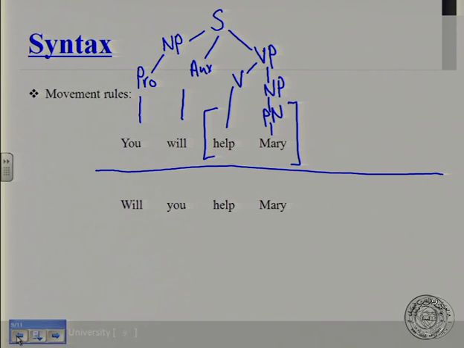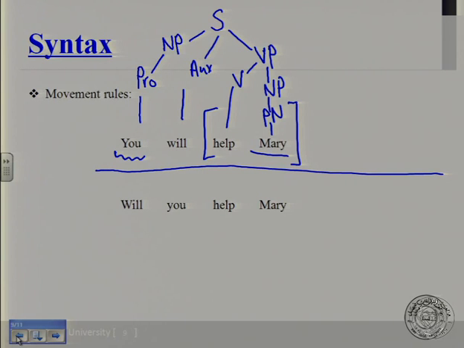I repeat again. This is a sentence, and as you see, this is the tree diagram of the sentence "you will help Mary." The first part, "you," the first constituent is a pro, which means pronoun. This pronoun is considered a noun phrase. So this is a noun phrase which consists of a pronoun, "you." The second part is "will." This is a verb, an auxiliary verb. The third part is "help Mary." "Help" is considered a verb. So "help Mary" is a verb phrase, and this verb phrase is divided into two constituents: "help" as a verb and "Mary" as a noun phrase. And this noun phrase is a proper noun, since Mary is a proper noun.